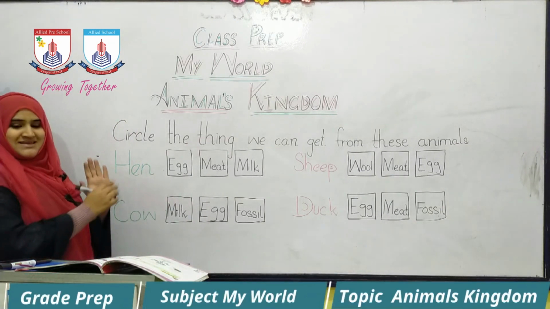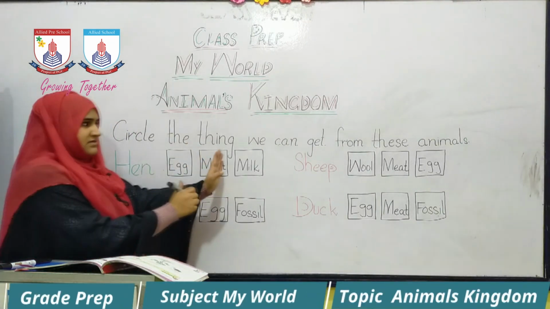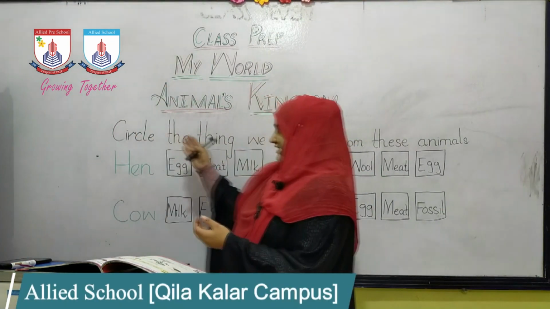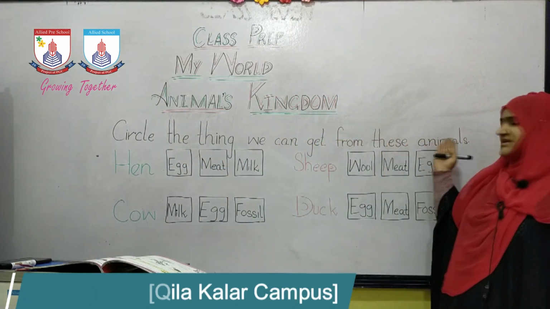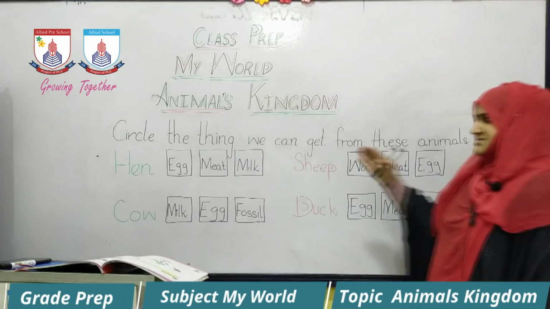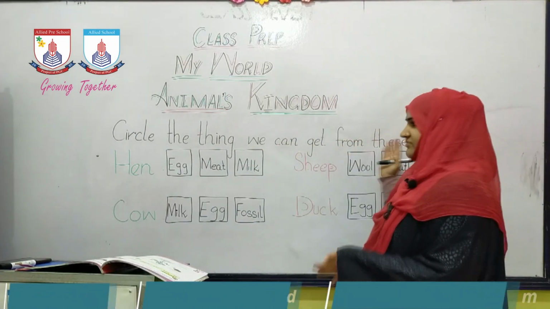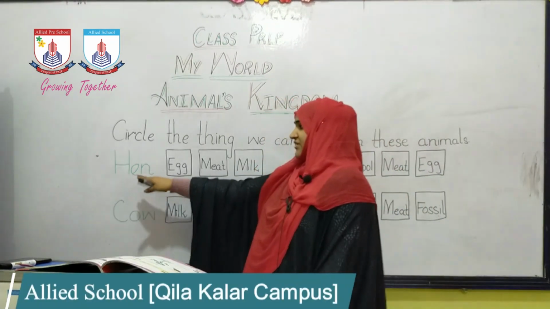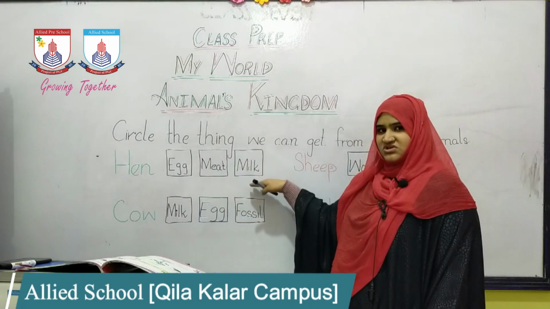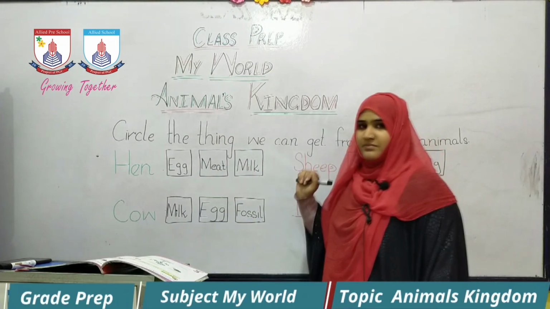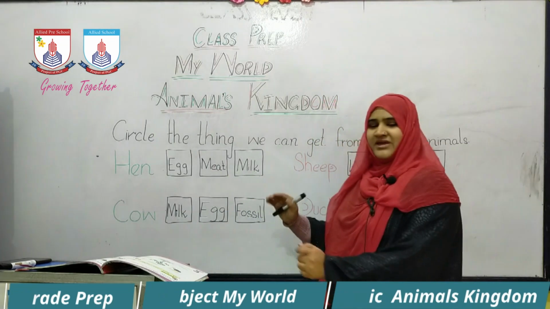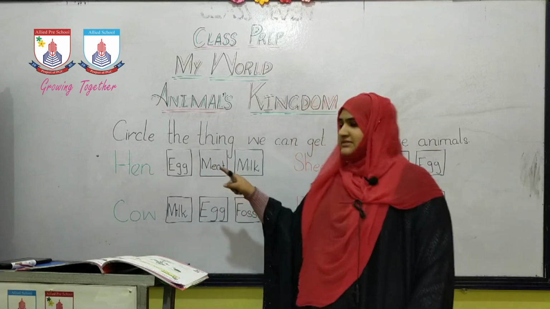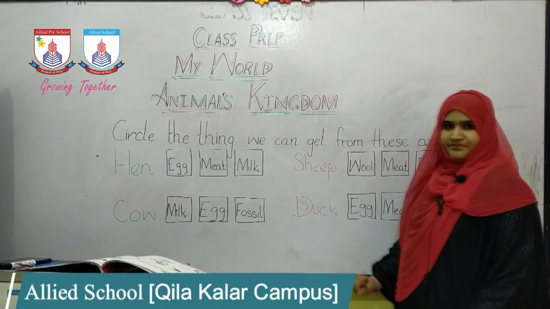Okay. So, the statement is, circle the things we can get from these animals. Here is the name of the animal and mention things. We have to circle the thing which can be obtained from the animal written here.